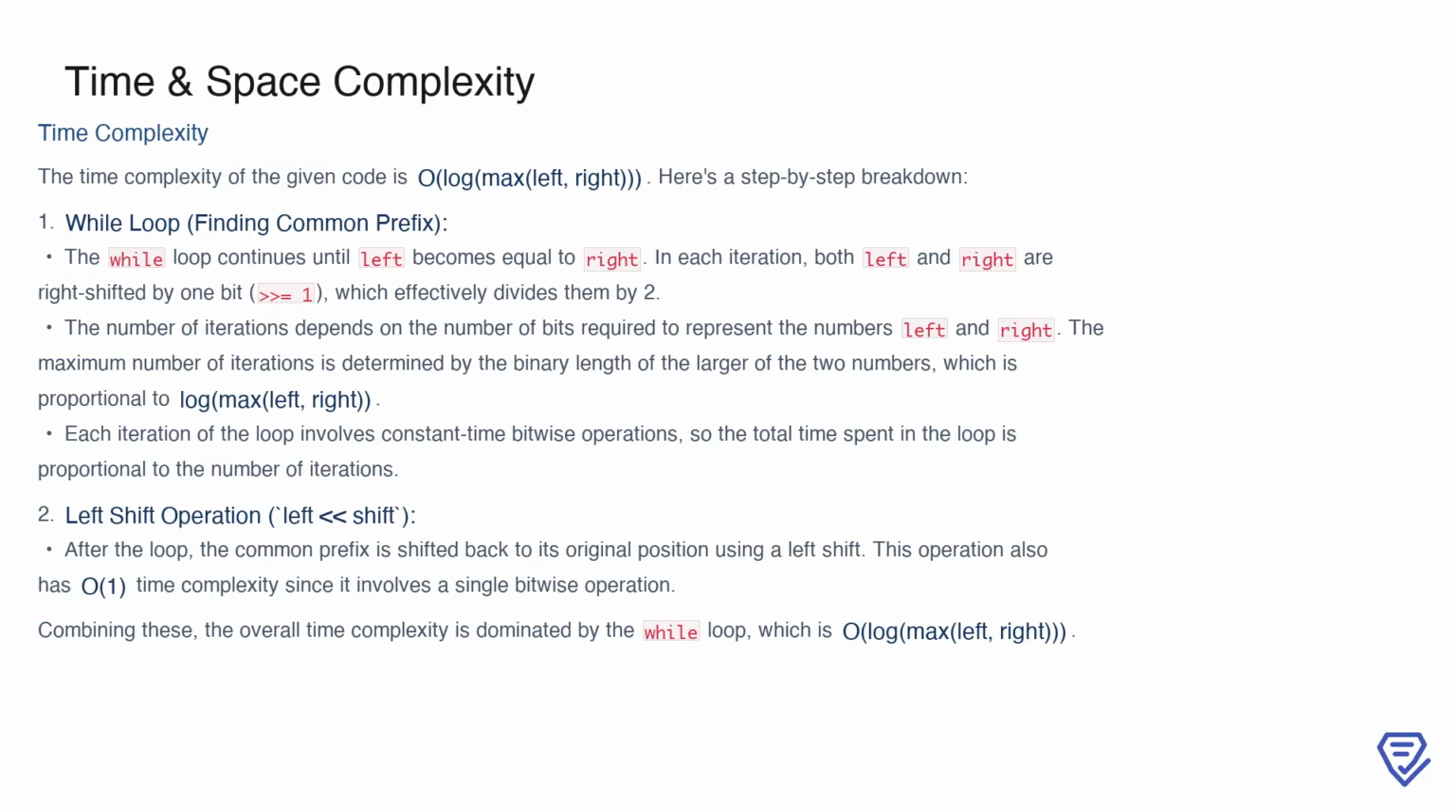The time complexity of the solution is O(log(max(left, right))), and this is primarily determined by the while loop in the algorithm. Let's break it down step by step. First, the while loop continues until the left and right values become equal. In every iteration, both numbers are right shifted by 1 bit, which is equivalent to dividing them by 2.